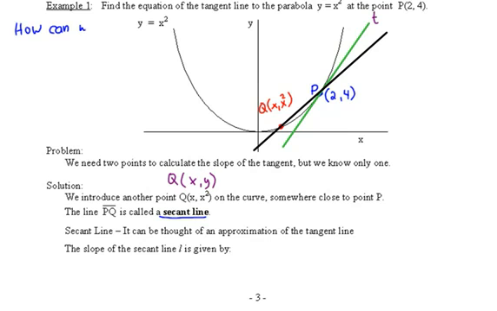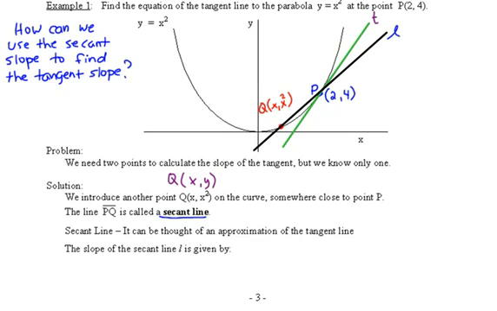How can we use the secant slope? And secant line, did we label it L yet? Let's label it Line L. I've already used L in my notes later on, so we've got to stick with L, for line. Okay, how can we use the secant slope to find the tangent slope? That's our first question.